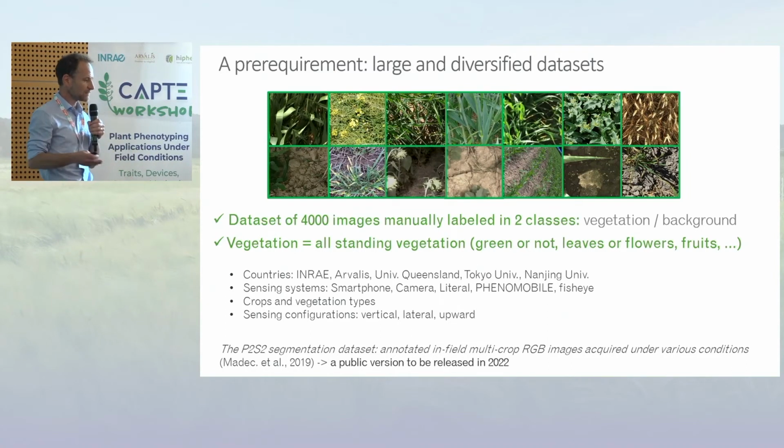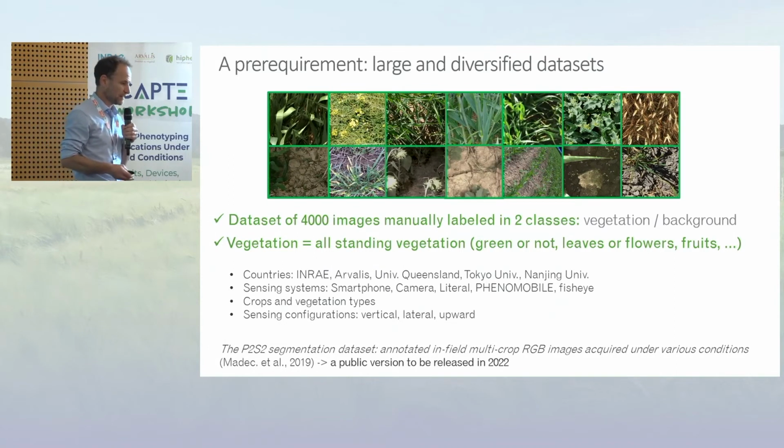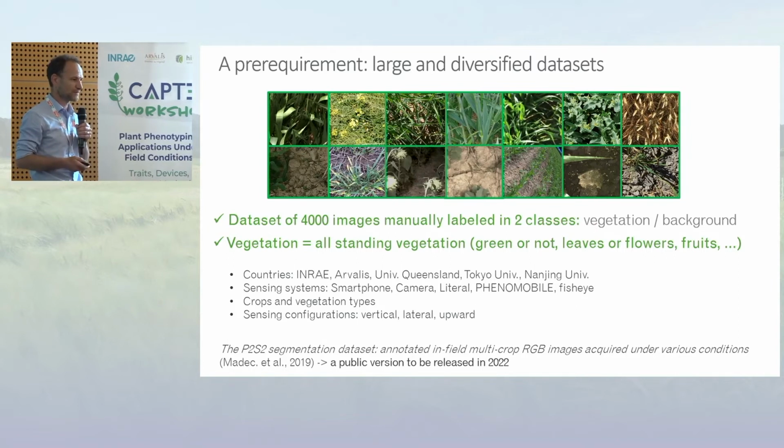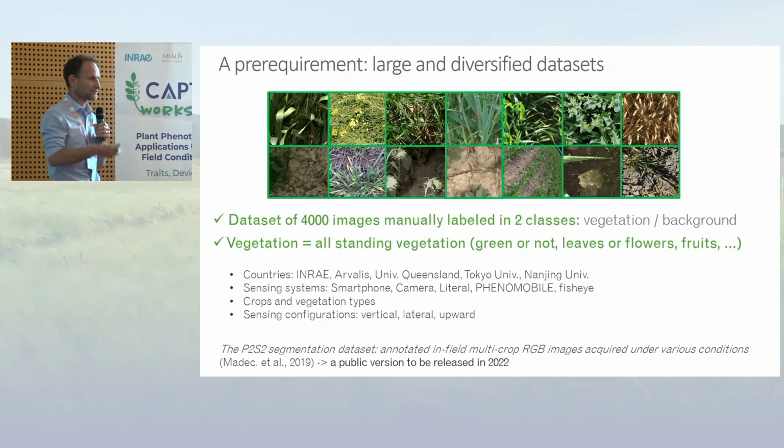And from this, we collected around 4,000 images. They are small patches of 512 by 512 pixels. Each of them has been manually labeled in these two classes. That's the data set we will use to assess our model, and it will hopefully be made available in 2022 to benchmark different models.